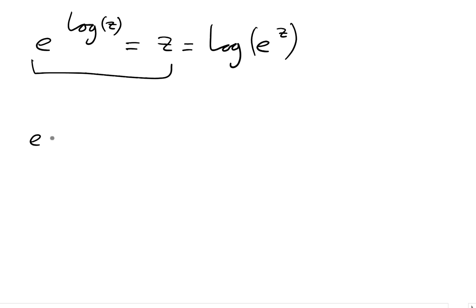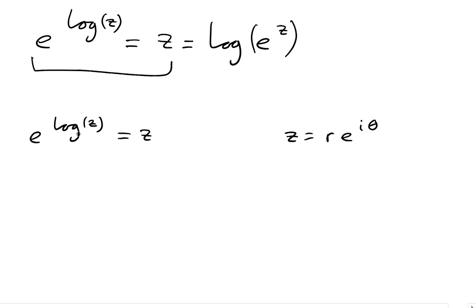So in other words, I want e to the logarithm of z is equal to z. What I'm going to do is write z in my modulus argument notation, or Euler form, r e to the i theta. Hopefully you've seen that before. So if I substitute z for r e to the i theta in here, I should get the same thing out. Just for simplicity, I'm going to write the logarithm of z, which is r e to the i theta.